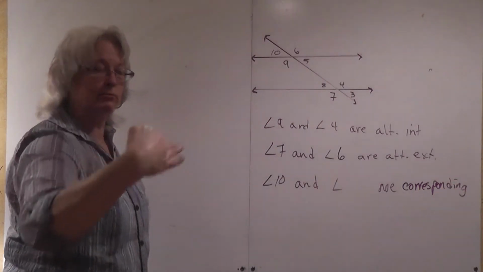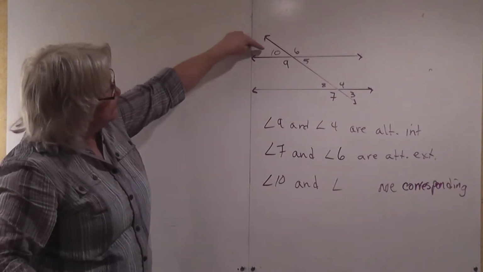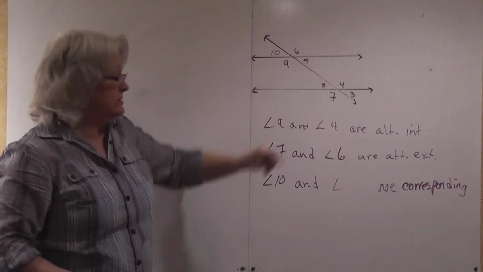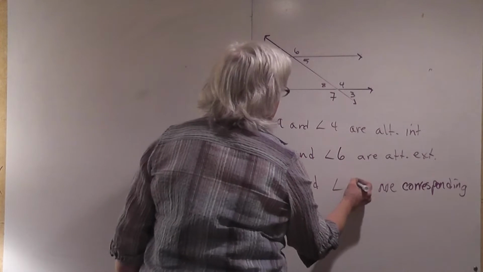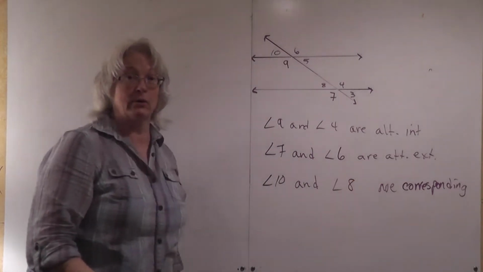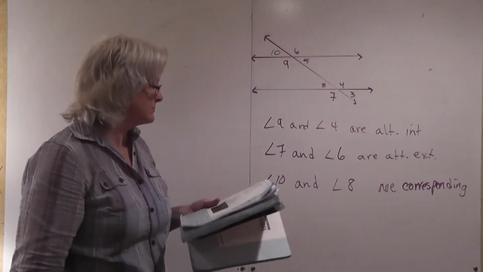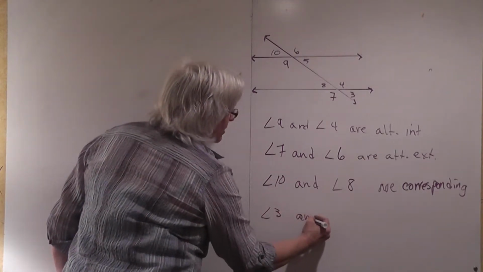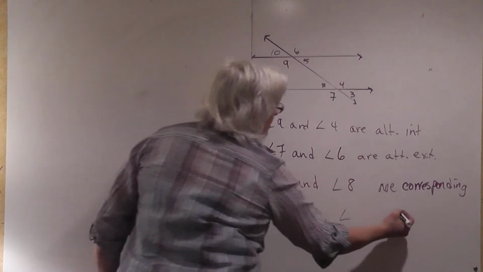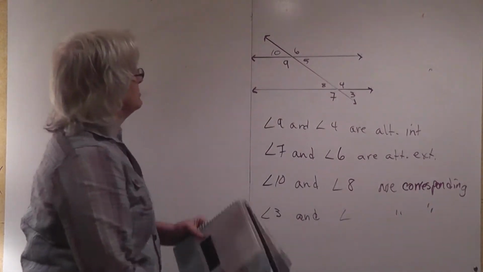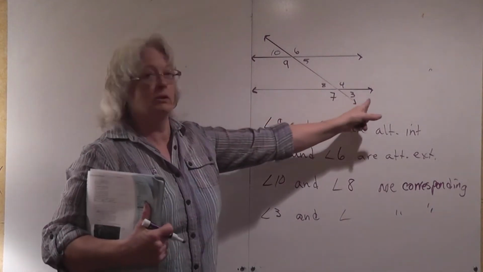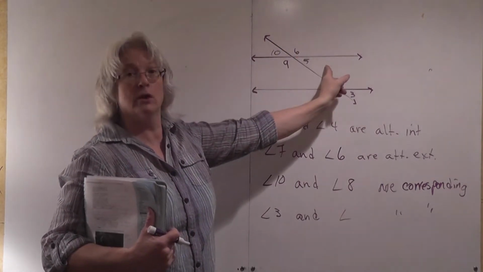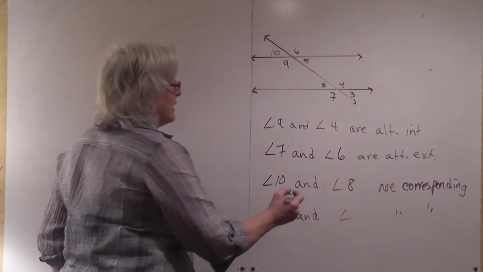They're in the same relative position. So angle 10 is top left. Angle 8 is top left. So angle 10 and angle 8 are corresponding. And then angle 3 and what angle are corresponding? Where's angle 3? Lower right angle of these four. The lower right angle is angle 5.